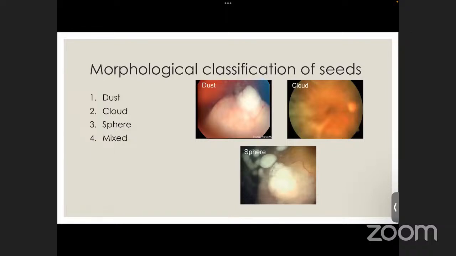Then we have the morphological classification of seeds also. First is the dust type, where you see minute dust-like particles. Then you have the cloud, where you have a membrane-like material, and then you have the sphere, where you have a large globule-like material. And then we have the mixed type, where you see all three components.